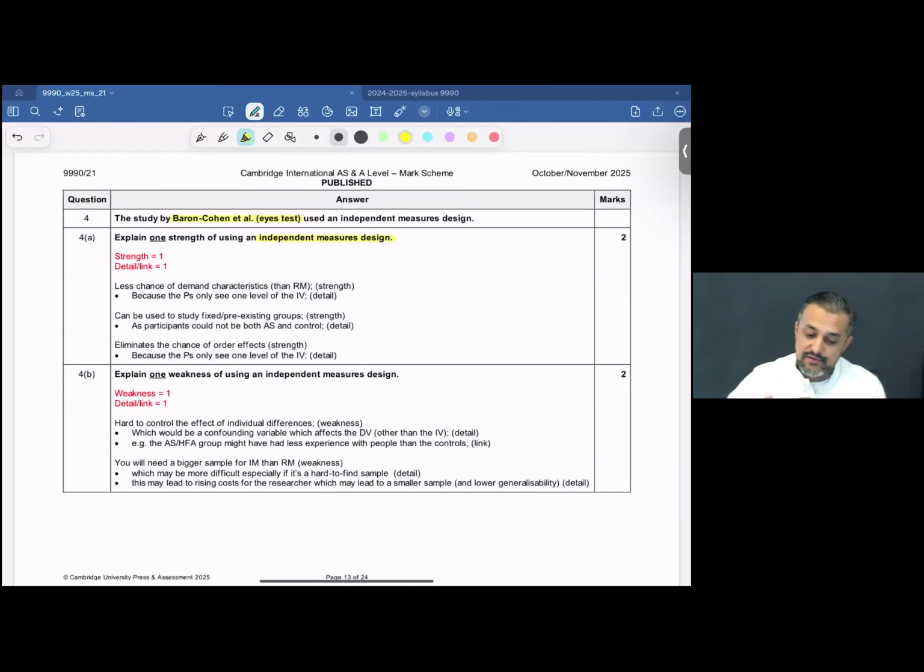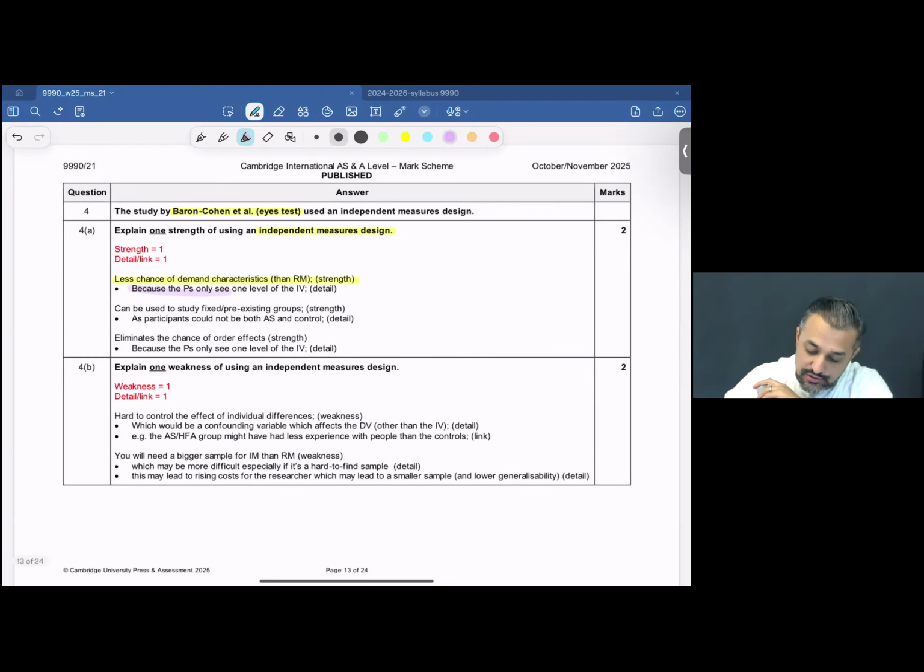Since the rubric, or the initial information that you received, is about the study conducted by Baron-Cohen, you should try to the best of your capacity to provide details or link it back to the study. One strength of using an independent measures design is that there are fewer chances of demand characteristics than with repeated measures design. But to get the second mark, you need to provide detail: the participants only go through one level of the independent variable.